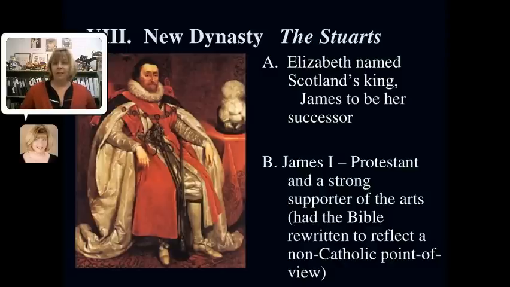Well, before she died, Elizabeth actually took care of this, and she worked it out with her parliament, and she had named Scotland's King James, who was one of her cousins, to be her successor. James was part of what was known as the Stuart family. They were related to the Tudors, but they'd been ruling over in Scotland. So James I comes back over. Now, he's a very strong Protestant, and he's also a very strong supporter of the arts.